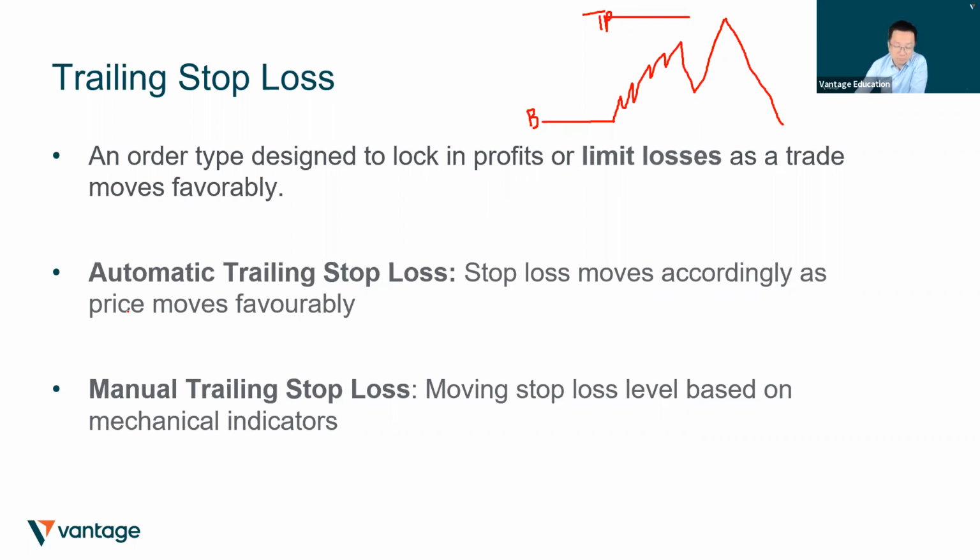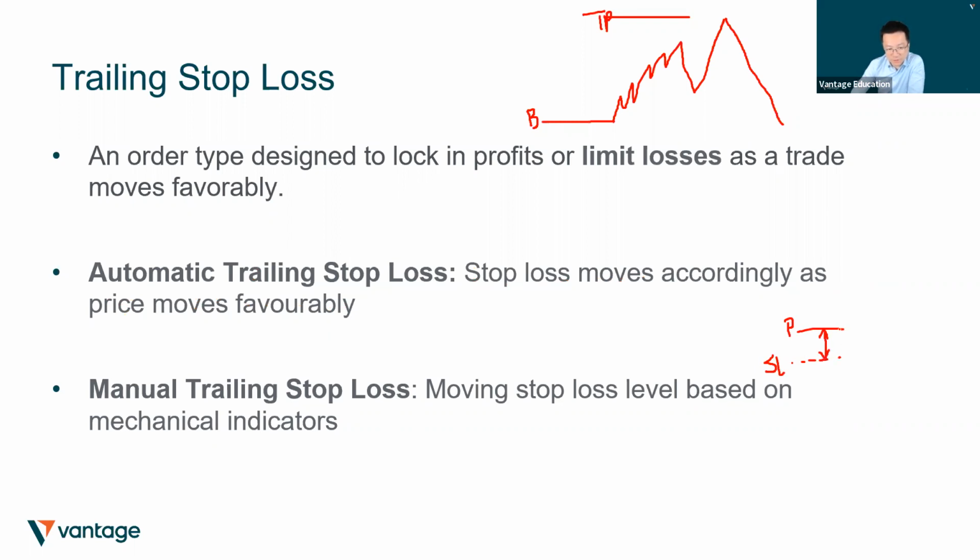Typically, if you're using MT4, there is an automatic trailing stop loss where you just apply it onto your trade and it says maybe 15 pips or 20 pips or 30 pips away from the current price. So as price moves up, your stop loss moves accordingly as price moves favorably. So you might have price at this point, right? And your stop loss might be below there. It will maintain that distance.